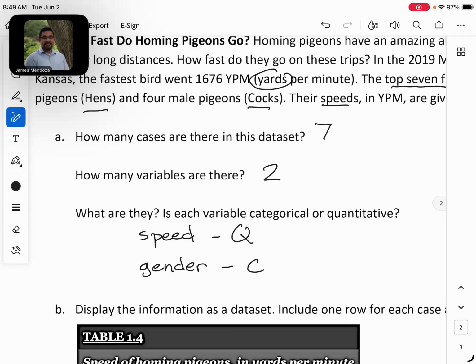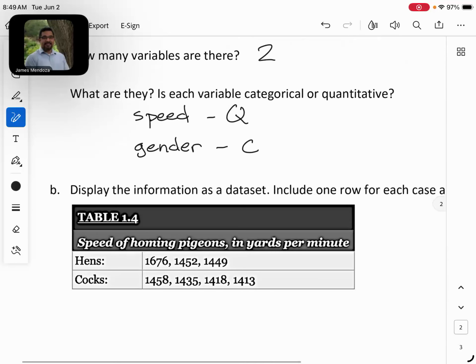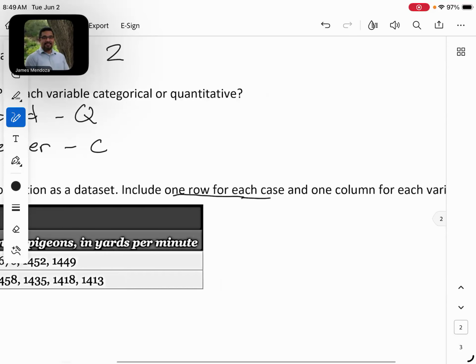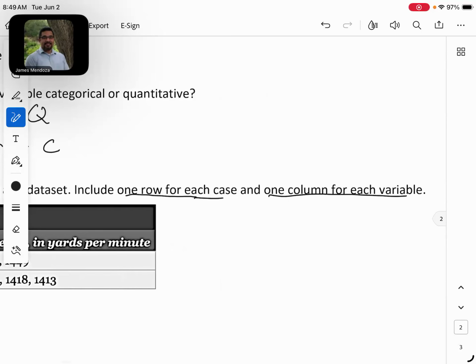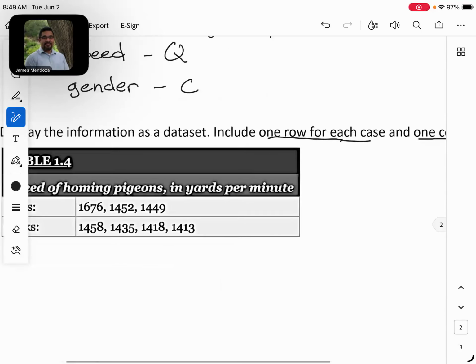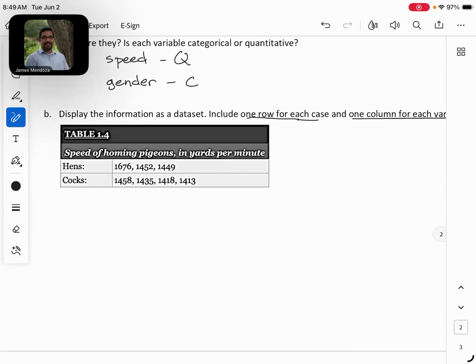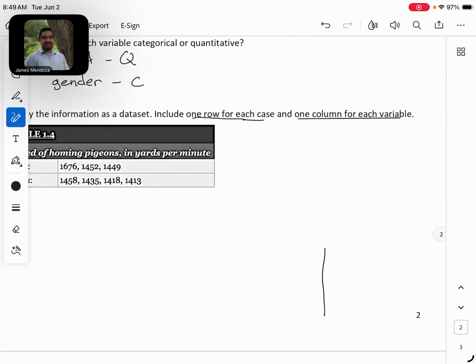All right. Now, what we're going to do next is mainly a quick little reminder that data sets are specifically rows and columns, right? They do one row for each case and one column for each variable. So if you're looking at this, this is not a data set. This right here is just a table of the information. If you're going to change this into a data set, since you have two variables, you're going to need two columns.